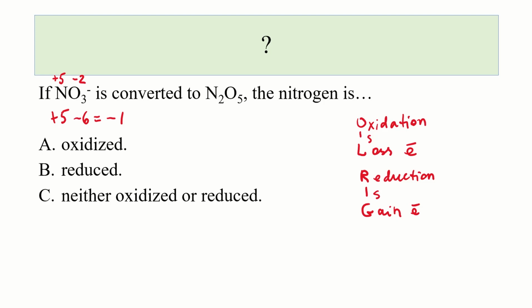Now let's look at N2O5. -2 for oxygen. This is a neutral molecule. The sum of all oxidation states is 0. And it looks like nitrogen has a +5 oxidation state as well. So +5 times 2 minus 10 equals 0. This means that nitrogen is not losing or gaining electrons. It keeps its oxidation number the same. So nothing happens to the nitrogen in this case. It's neither oxidized nor reduced.